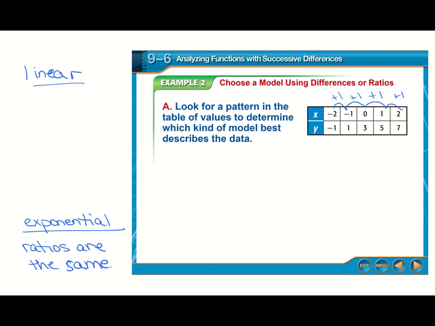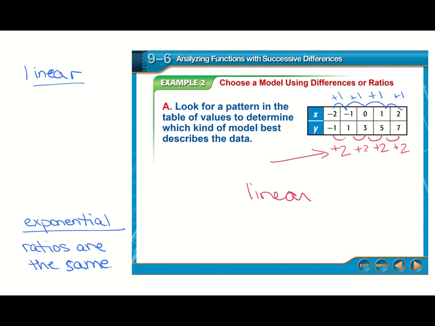Okay, so what are you doing to go from -1 to 1? You're going up 2. What are you doing from 1 to 3? You're going up 2. 3 to 5, adding 2. 5 to 7, you're adding 2. So since you are adding 2 each time, it's linear. And if you graph that, you would see. So if you're adding the same number between each of the y values, it is linear.